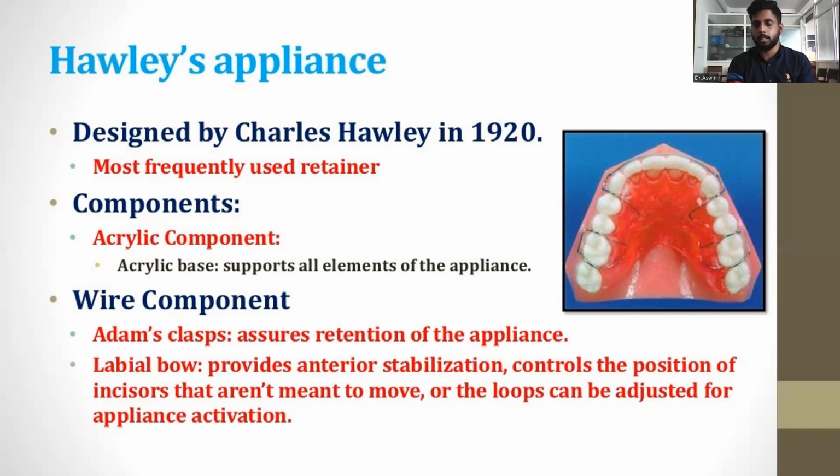So it has two Adams clasps on the molars and the labial bow. The labial bow will be in the middle portion of the anterior region, and the gauge of the wire used is 19 gauge.